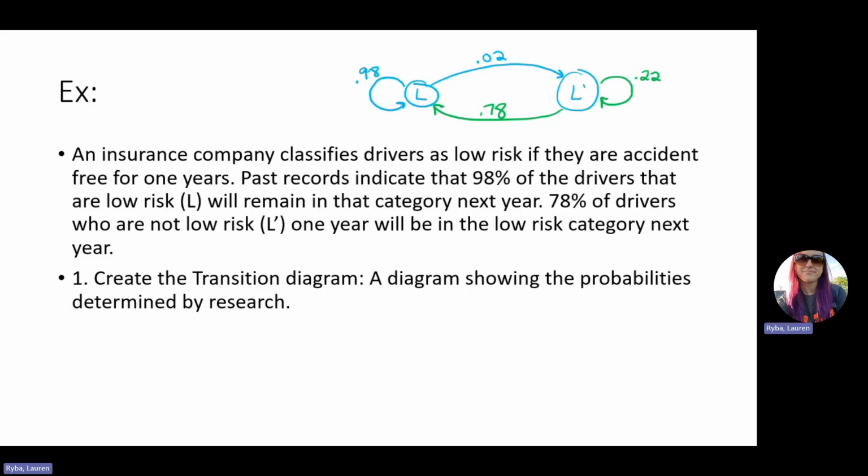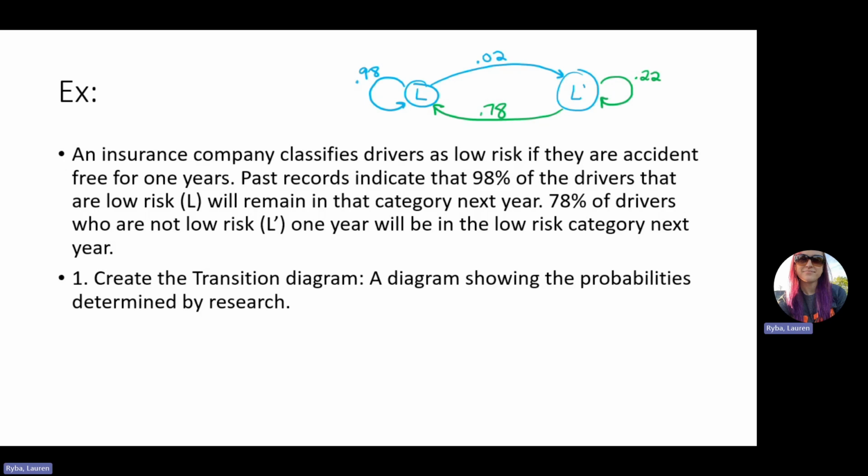So in one cycle or one state, all 4 of these transitions are going to happen. 98% will stay in L, 2% will leave. 22% stay in L not, 78% leave L not. So every cycle through, that happens.